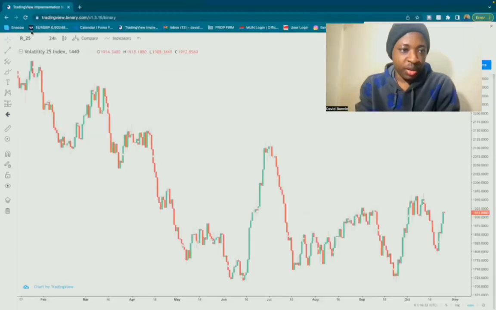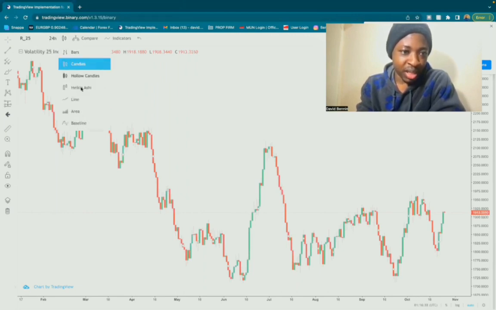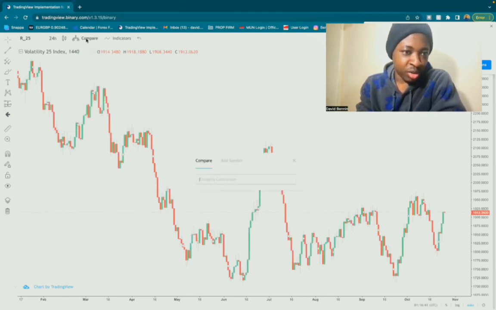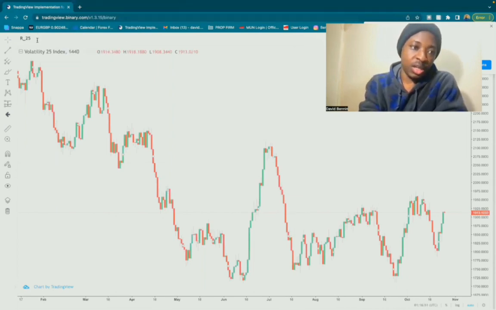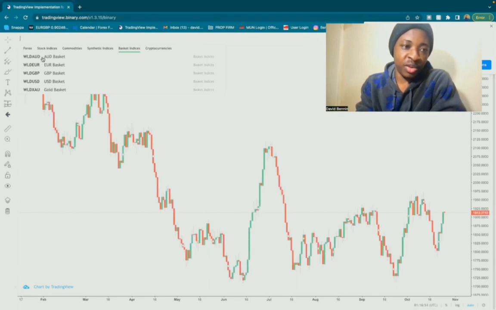Mostly when you open it, this is how the interface looks. You have the same features here. On this side you have the tools, the instrument here, the time frame here, and your candle type, so you can switch between bars, Heikin Ashi, line, area, baseline. You can also compare charts here, and then indicators, right? So if you remove what you have there, you have this interface.